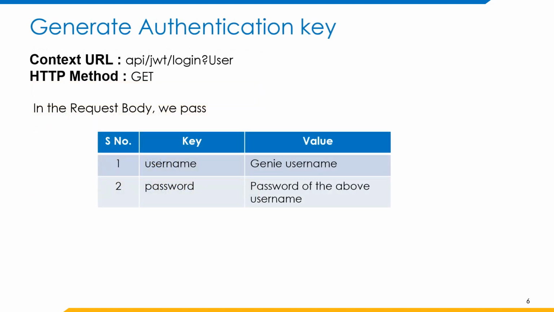Generate an authentication key API. Here we are using this API to generate an authentication key which will be used in other APIs. The HTTP method used in this API call is GET. The point to be noted here is that this authentication key expires every few minutes. In the request body, we will be passing attributes such as username, which specifies the username of the resource owner of Genie, and password, which specifies the password of the resource owner.